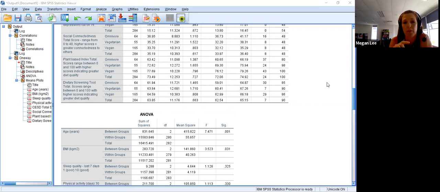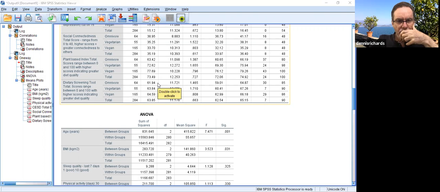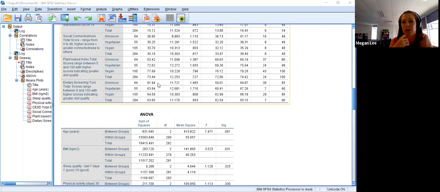However, we should see the reverse in the dietary screening tool because those were reversed. So the omnivores should have better diet quality in the dietary screening tool than the vegetarians and vegans. But what does it actually say? They don't. Even when we don't reverse the fish, eggs, dairy, and meat, the omnivores still have a worse diet quality than the vegetarians and the vegans.